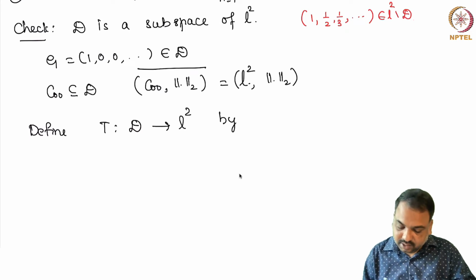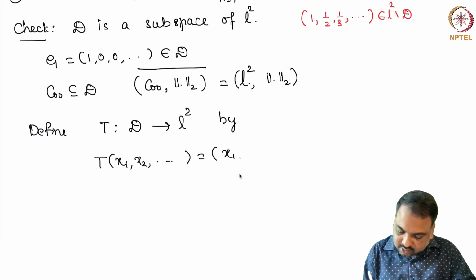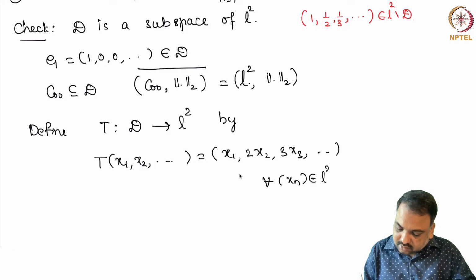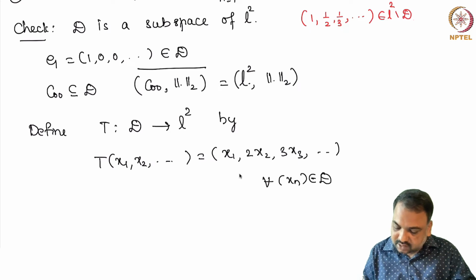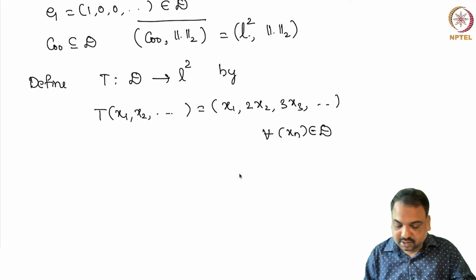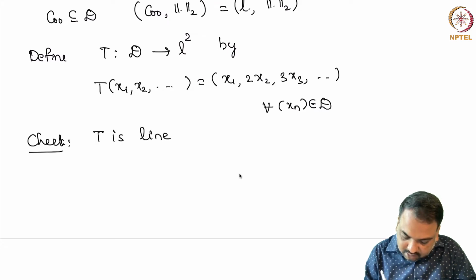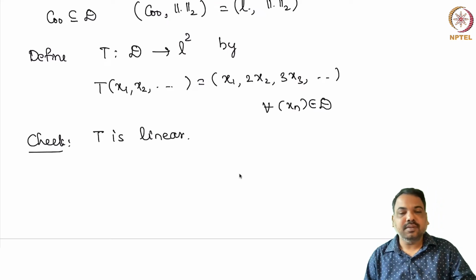So we are defining a linear operator by T of (x1, x2, and so on) equals (x1, 2x2, 3x3, and so on), for every xn in D, because whenever xn is in D, then the right hand side is an element of L2. So this definition makes sense. So we can easily check that T is linear, but it is not bounded.